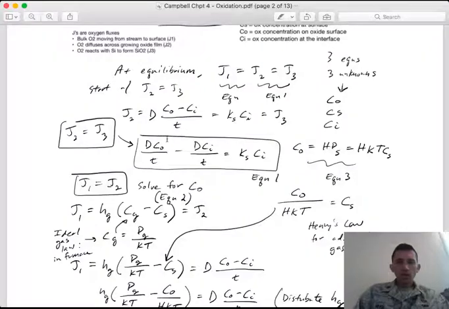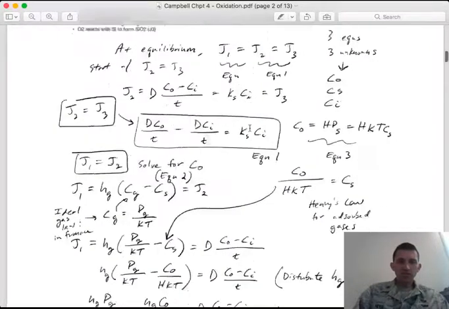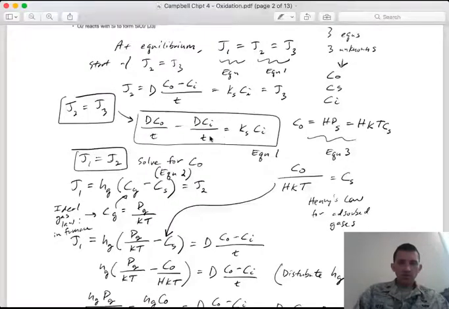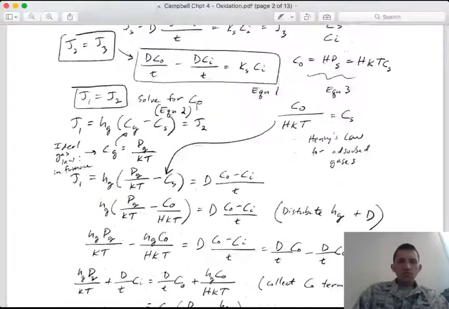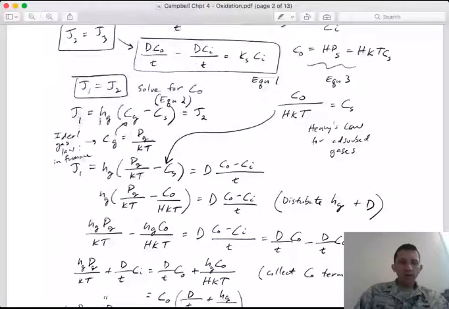And that's equal to J3, which is K sub S times the concentration of oxygen at the interface. Right, so here's our equation 1. Then we take equation 2. We'll solve that for C naught, which we need to plug into equation 1. So we have J1, that's the flux across the stagnation layer.